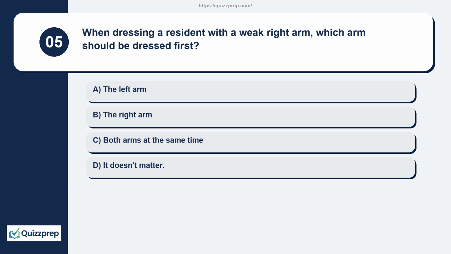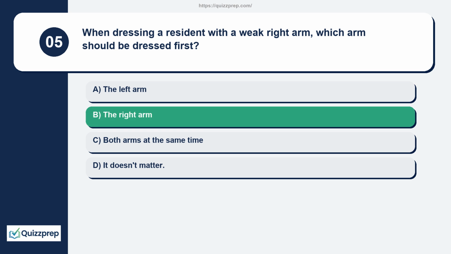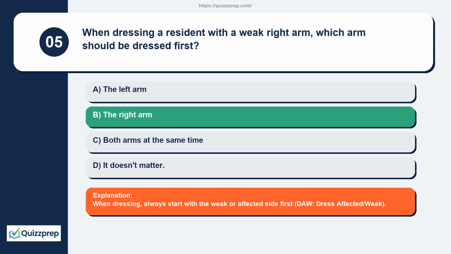Question 5. When dressing a resident with a weak right arm, which arm should be dressed first? The left arm, the right arm, both arms at the same time. It doesn't matter. When dressing, always start with the weak or affected side first. Dress affected/weak.